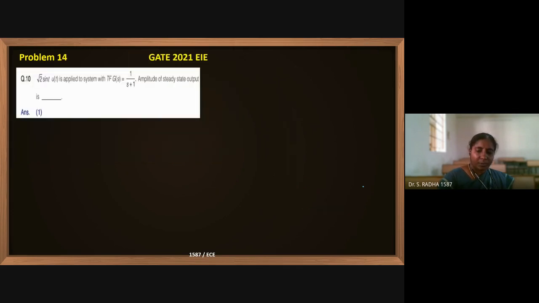The last problem, with this we will close. Already I gave you one question in the same model. You can try. Root 2 sin t u of t is applied to a system. There is a system having input, output, and h of t is called impulse response. Input is root 2 sin t u of t.